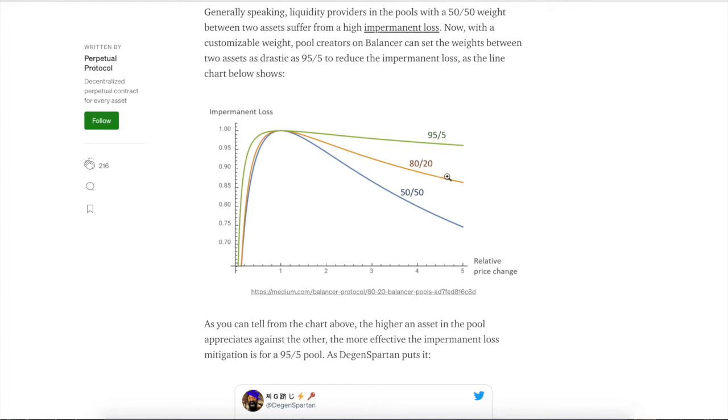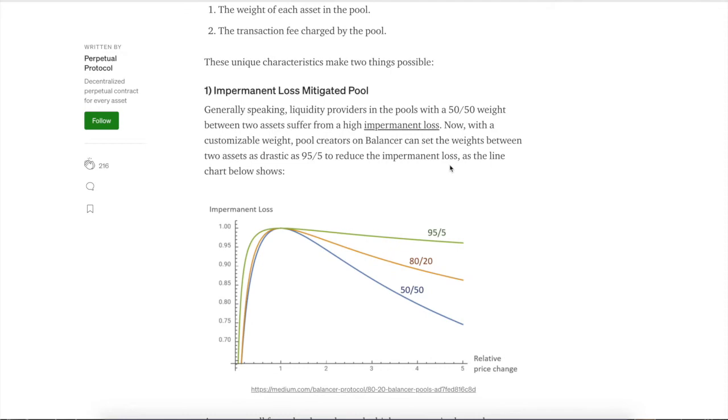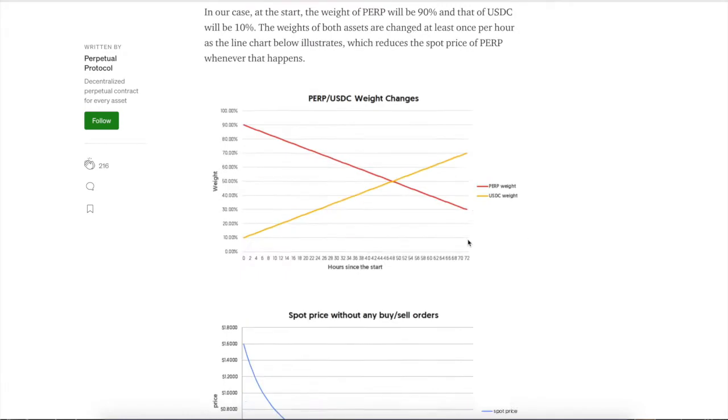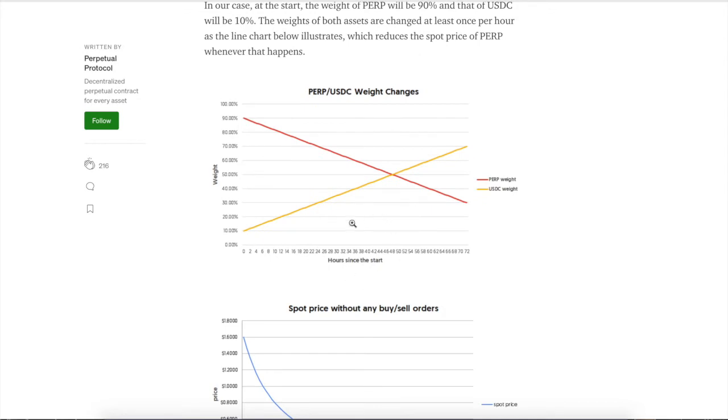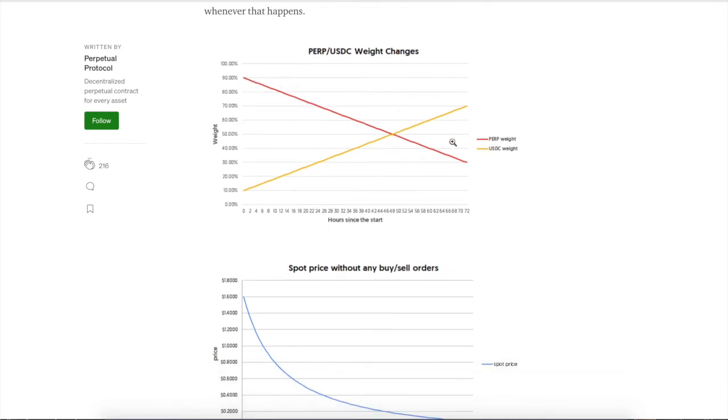But if you use more than just one asset and do several different assets and have it at an 80-20 ratio, then it's going to be less of an impermanent loss than the same thing on the 95-5, which is great. So Balancer allows you to do up to 8 assets, and that's how Balancer is able to do it. And this is what they do on the protocol. Hours since the start of it, they decrease the amount of perp in there and increase the amount of USDC, which settles that off.